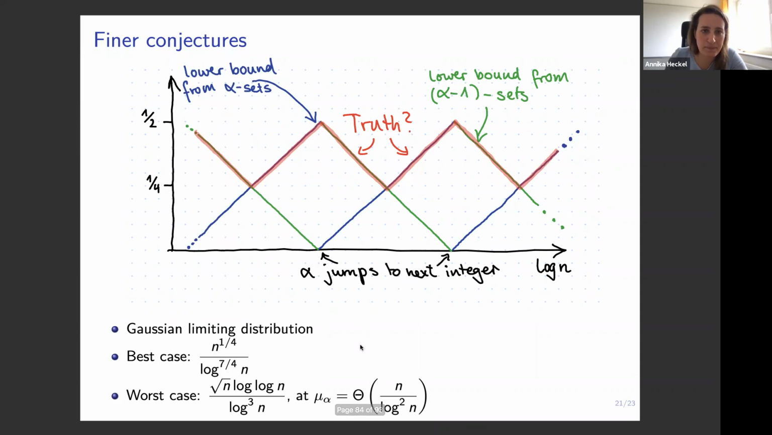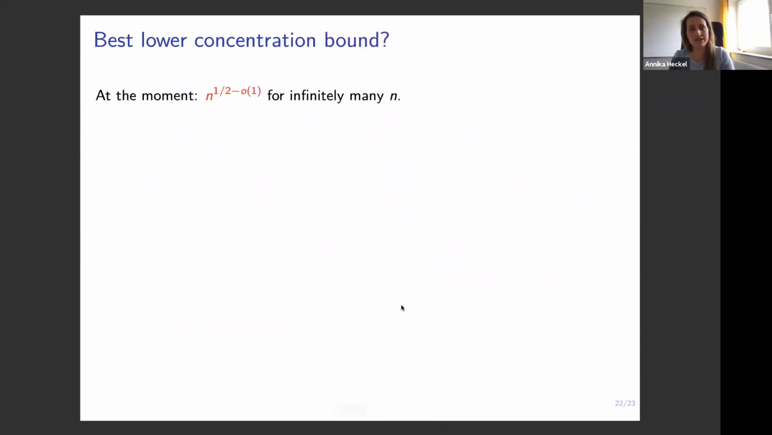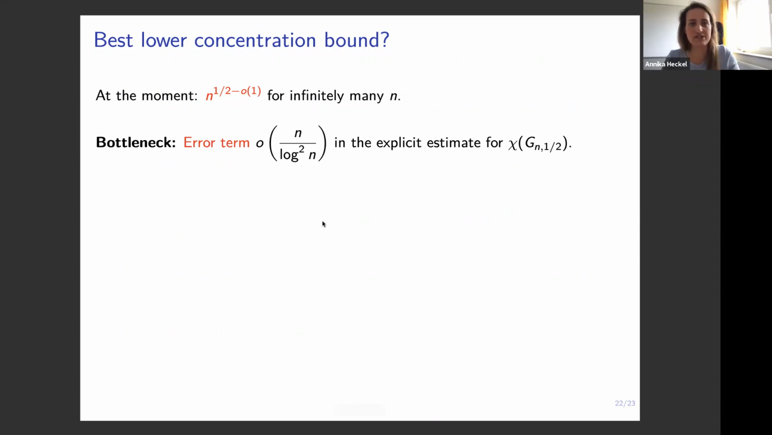Right. Now, how close can we actually get to the upper bounds, or to this maximum? As things currently stand, the best result is n to the 1/2 minus little o(1), for some unspecified function little o(1). And the bottleneck here is the error term little o of n over log n squared from our explicit estimate that we used as our first ingredient.